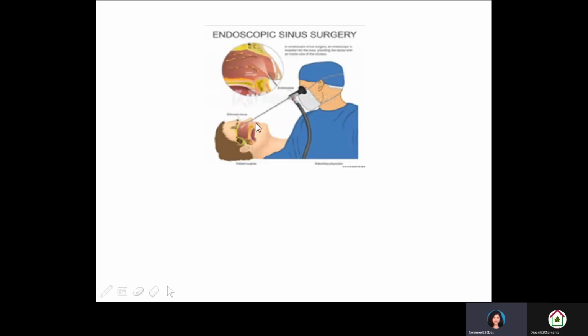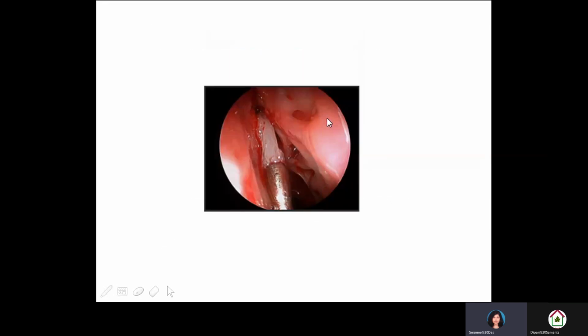So this is a picture of endoscopic sinus surgery. Please remember this picture as it might come in the MCQ as what is this process or procedure of this surgery. So we will have to choose accordingly. So this is also endoscopic sinus surgery.